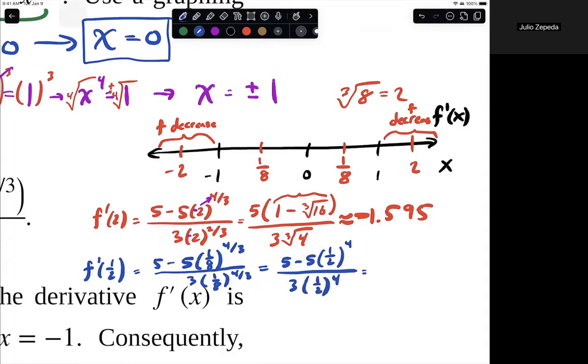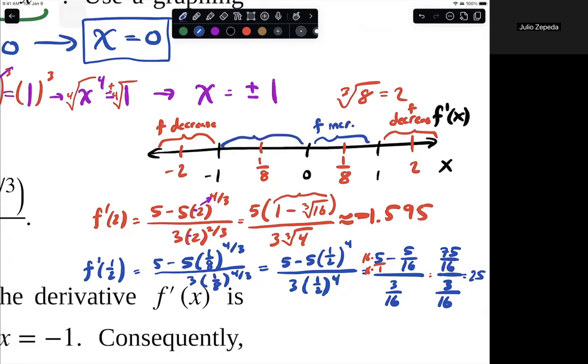And so we get 5 minus 5/16 over 3/16. We can see that if we try to get a common denominator, multiplying by 16 on the top and bottom, then we get 75/16 over 3/16. And that looks to be 25. It's a positive number, so here we would say that this is where f is increasing.